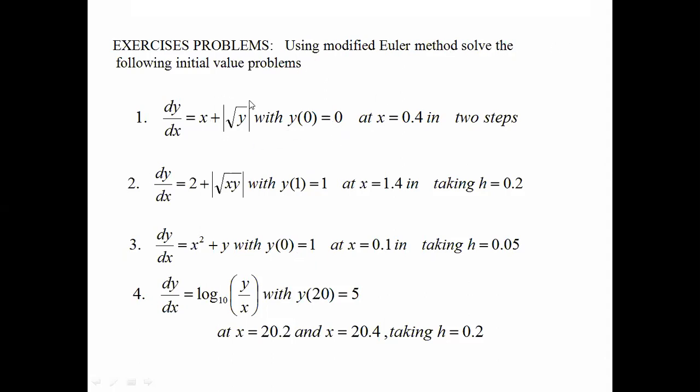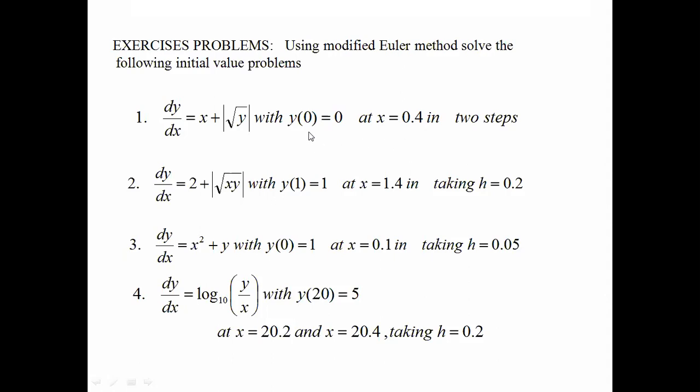So as I told, you have to use 2 formulae, one to predict the solution, another one to improve the solution. In the first problem, they ask you to find the solution at x is equal to 0.4 in 2 steps. y of 0 is given as 0. So x0 is 0, y0 is 0. In 2 steps means first you have to get the solution at x1, next at x2. So what is x1 here? That is 0 plus h. To reach from 0 to 0.4 in 2 steps, what must be the value of h? It must be half of that. That means 0.2. So take h is equal to 0.2 here.